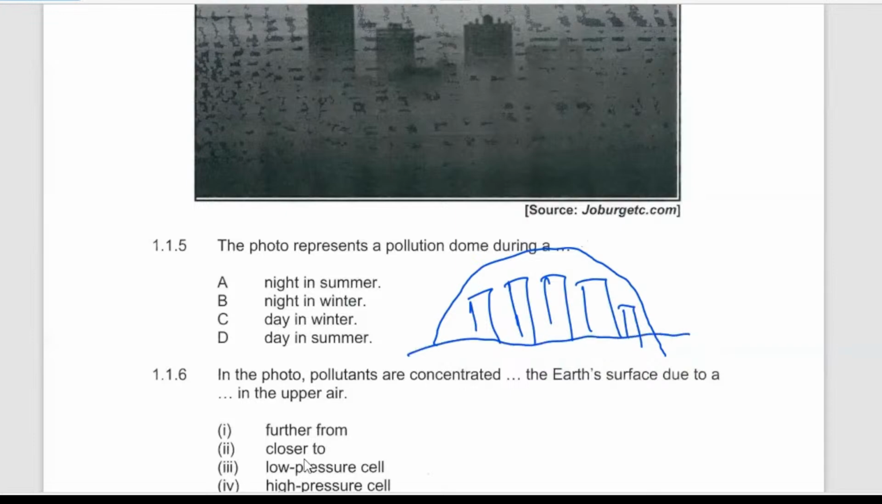So what is happening is the pollutants now are concentrated. If we see now, the pollution dome has lowered. It has now been lowered. It's now lower, just above the tallest buildings. And meaning to say, it's now compressing the pollutants, and they are concentrated closer to the ground surface, affecting the residents of the urban area. Why is it like that?